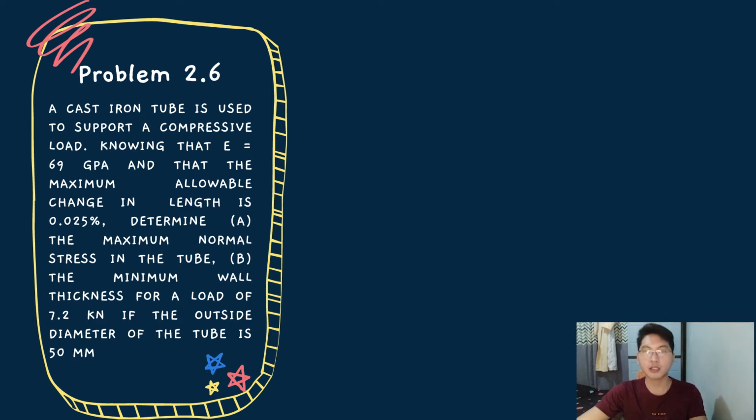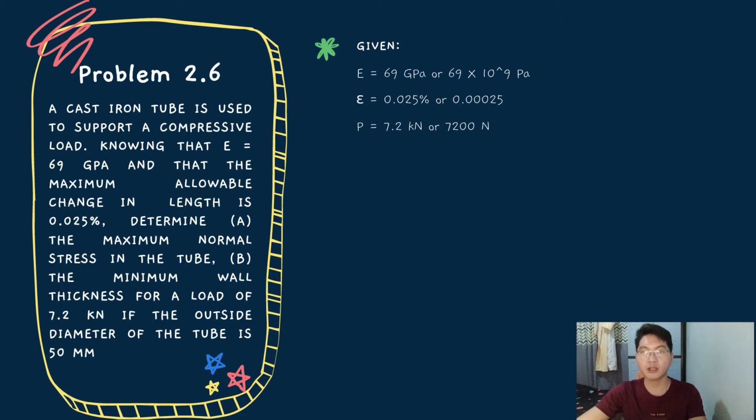So first, we need to know what the given values in this problem are. The given values are the elastic modulus, or E, which is equal to 69 GPa, or 69 times 10 to the power of 9 Pa. The next one is the strain, which is equal to 0.025%. Then the load P, which is equal to 7.2 kilonewton, or 7,200 Newton. And lastly, the outside diameter dO, which is equal to 50 mm.